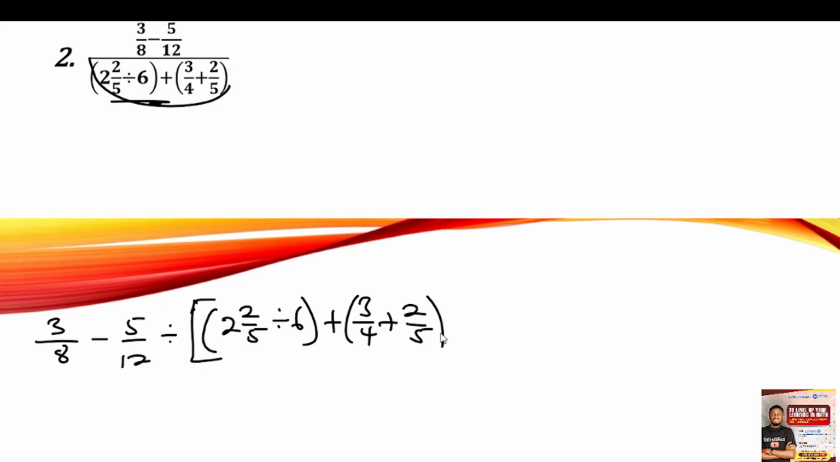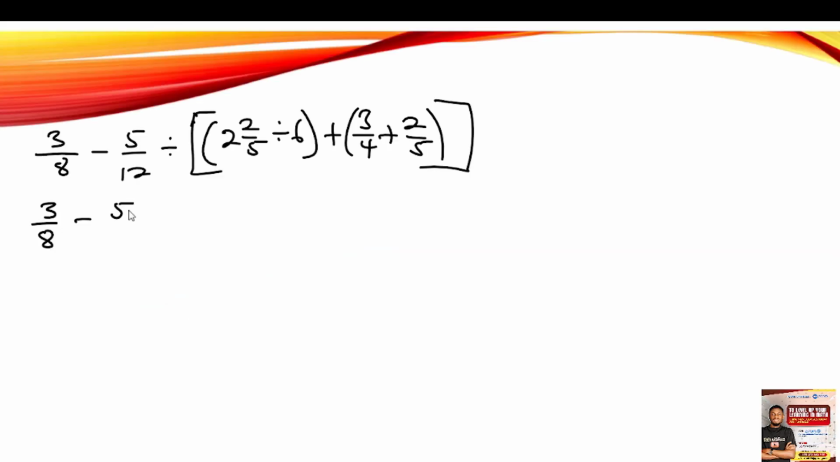Alright, so the first thing is to, as usual, change all the mixed fractions to improper. So I maintain my 3 on 8 minus 5 on 12 divided by 2 times 5 is 10 plus 5 plus 2 is 12 on 5 divided by 6 plus 3 on 4 plus 2 on 5.